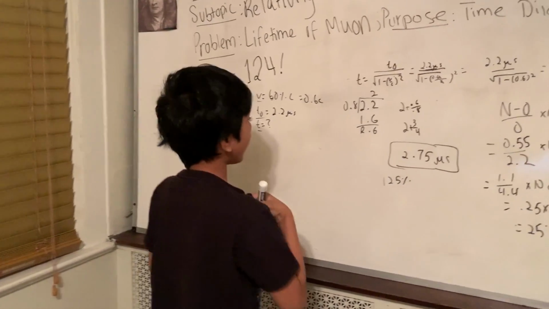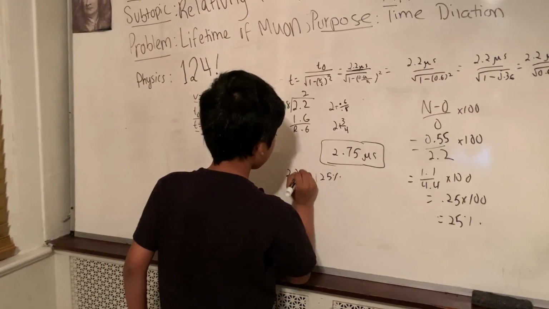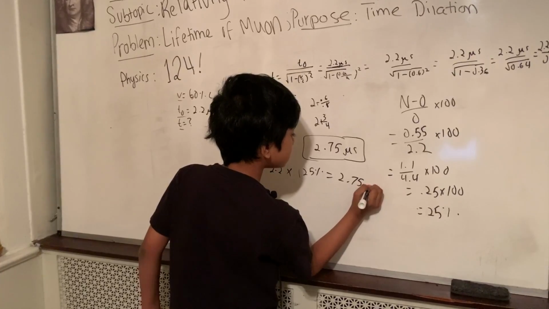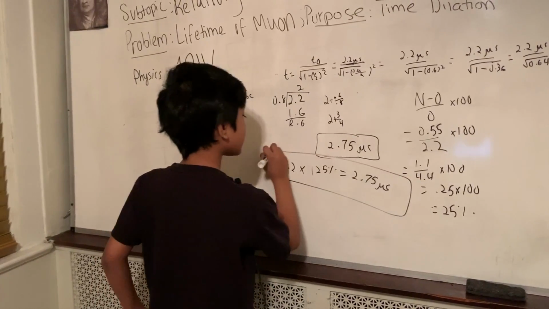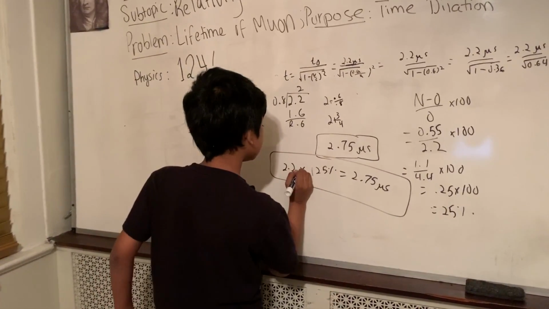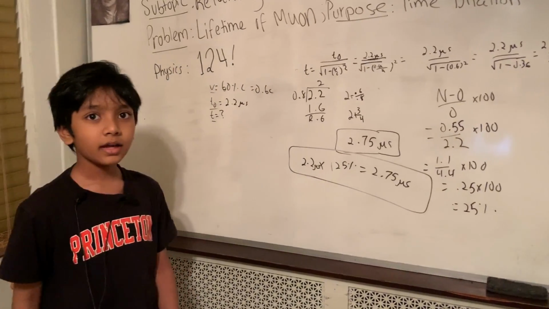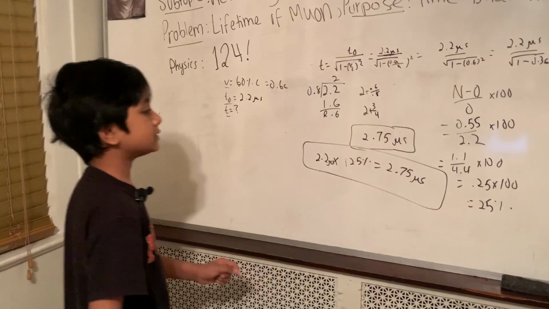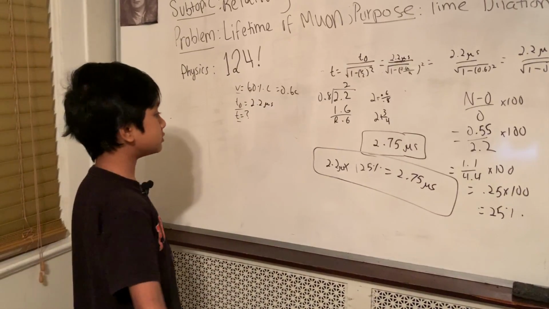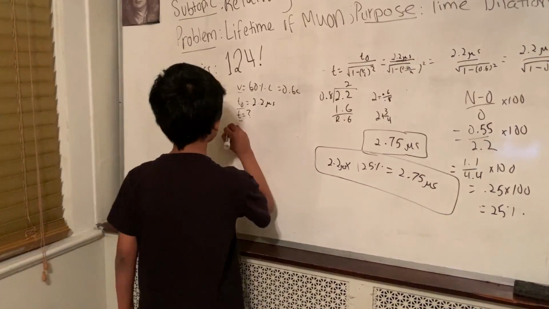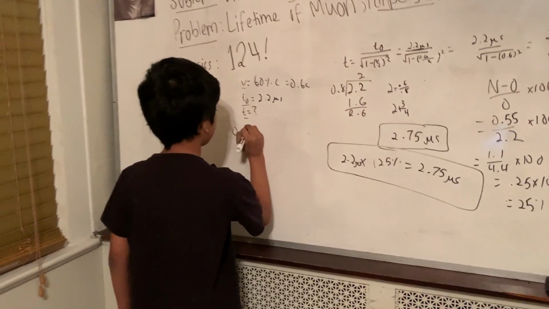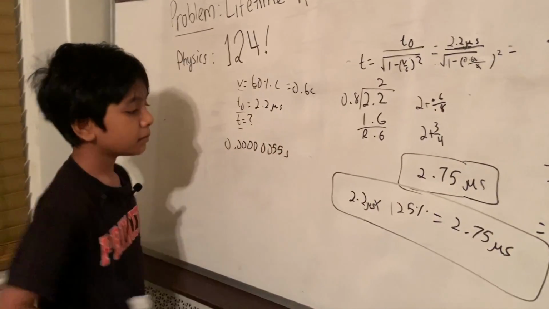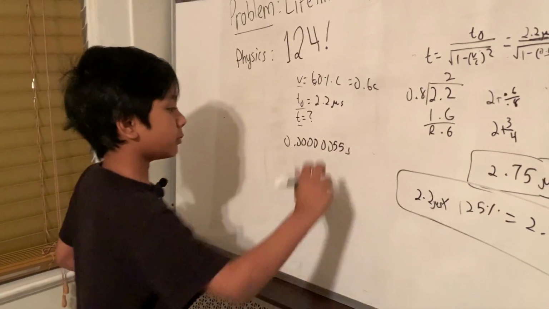So this is our new lifetime. Now this doesn't differ too much from the old one, as 0.55 nanoseconds would actually look like this. But still, it's a countable difference.